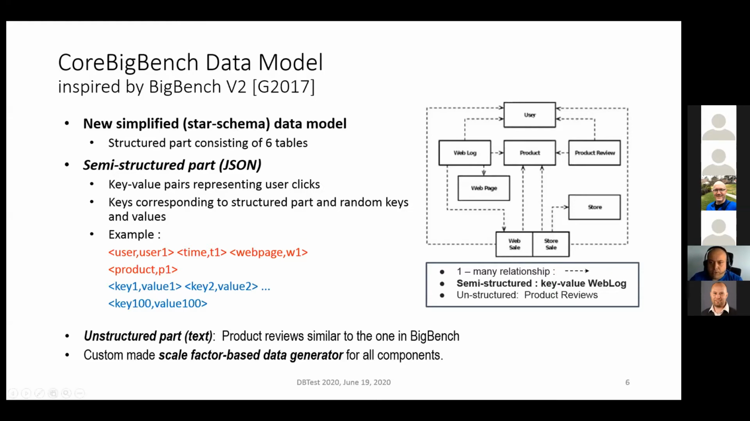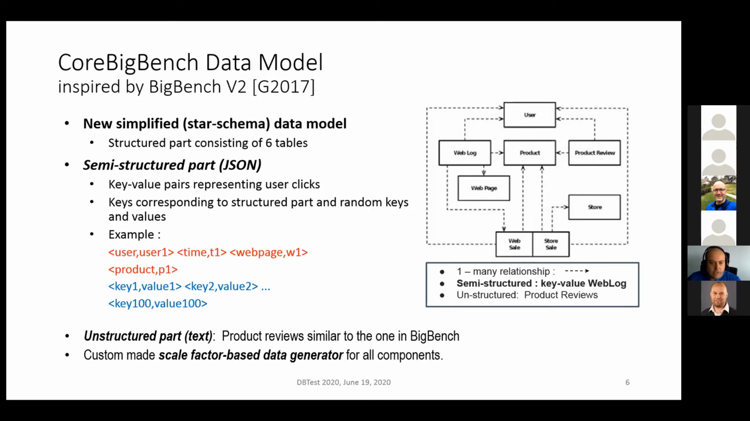You can see here. And then in addition to that, we have the semi-structured part, or the JSON files, which are in the form of web logs. And here you can see an example. They can be divided in 2 parts. The first part is the user clicks information, which will be the user ID, the time, the name of the web page, the product name. And then in addition to that, we have random keys generated here to simulate the big data payload.